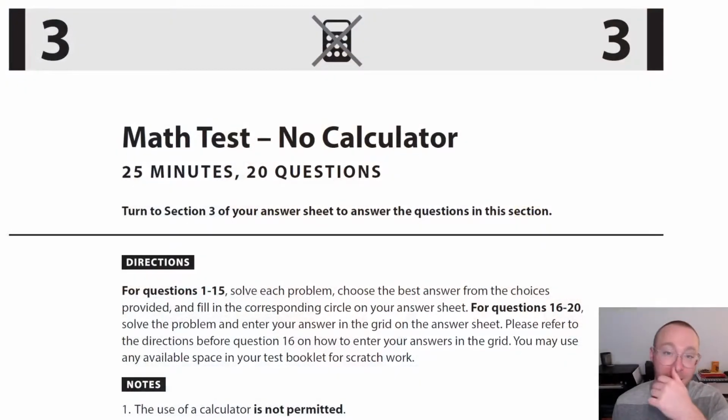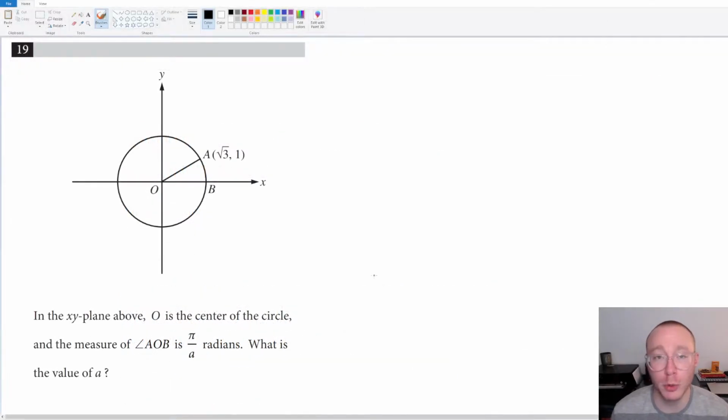We've got a part 3 question today. That is the no calculator section, so just put that away if you've got one. We're not going to need it for this one. This is question 19, and there's going to be no multiple choices here, right? This is the student response part of the section, and let's see if we can figure it out.